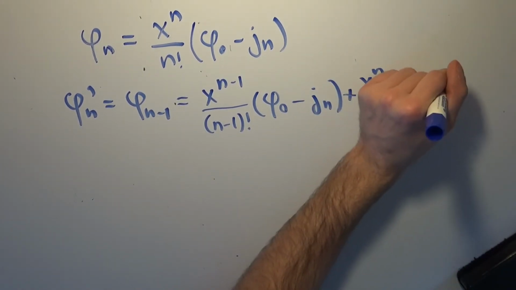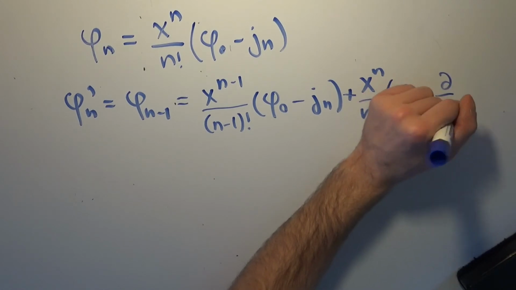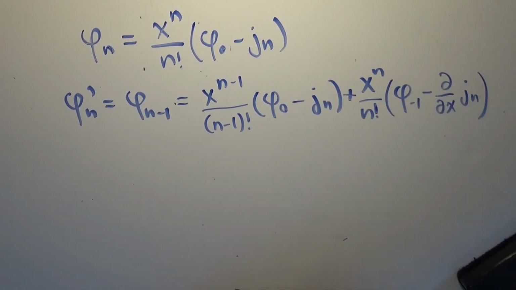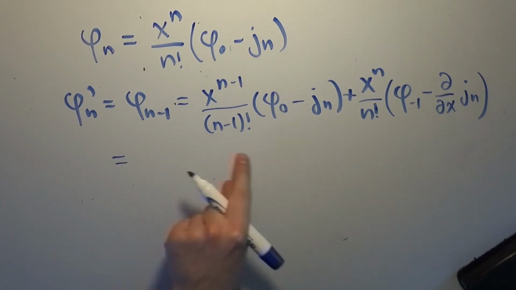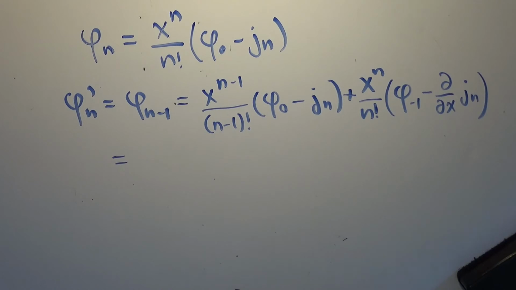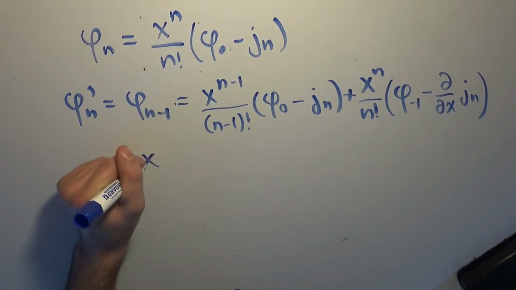And then we're going to have the partial derivative of the junction function, because again, it's also a function of n, so we just want to make sure we're being clear that this is a partial derivative. Now, why is this important? Well, we should keep going just to express it a little bit better. We see that we have a common factor of x to the n minus 1 over n minus 1 factorial here, so we factor that out.